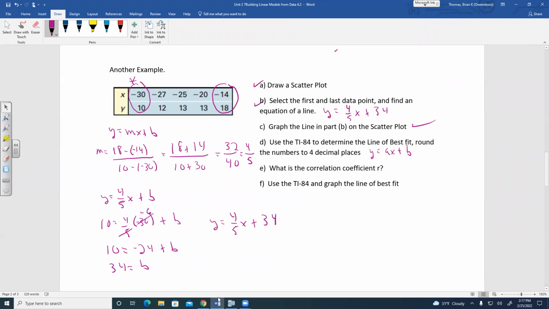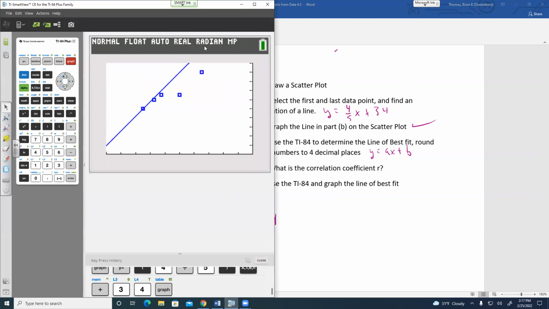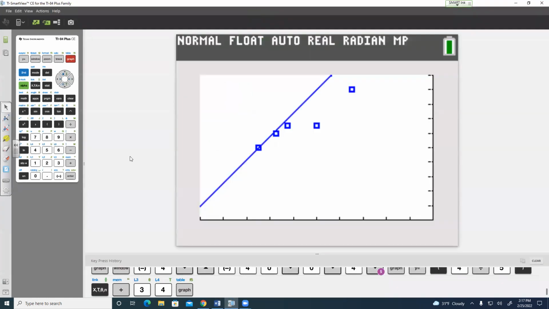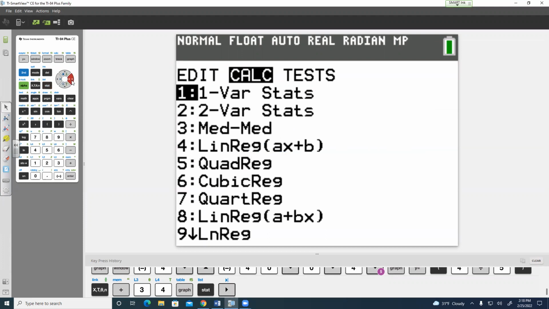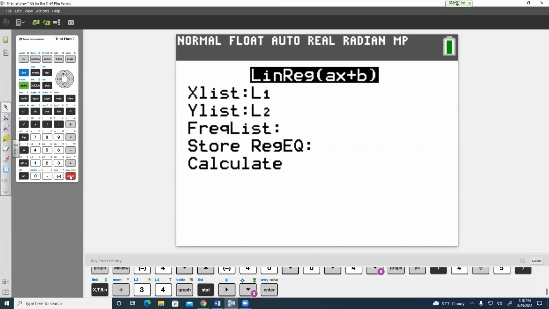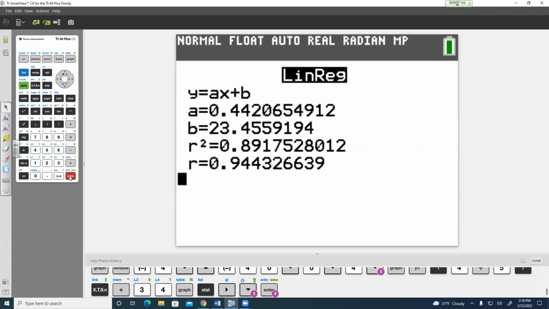So if we go back to our calculator, to find the linear regression line, we have to hit the statistics button again. We slide over to calculate, and linear regression is number 4 down there, ax plus b. If I hit enter, it asks, are we using list 1? Yes, and list 2 for y's. So nothing here changes. We just hit calculate and it does it. So now it gives us these decimals.